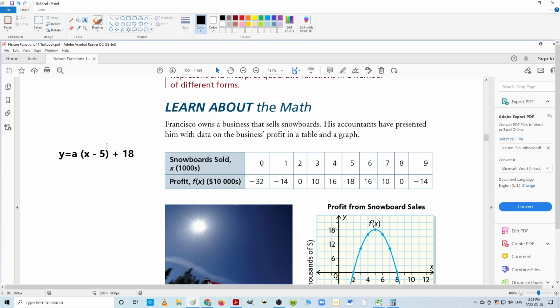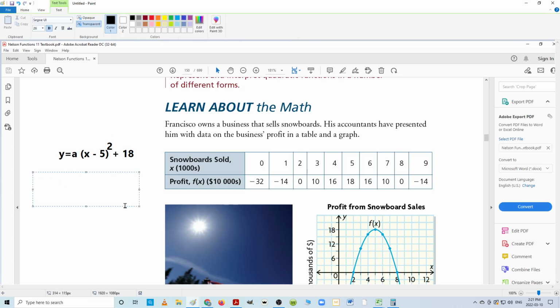The only thing I don't know is that a value. However, I can put in any other point. I can clearly see 2, 0 as one of the x-intercepts. So for y, I can replace it like this. For x, I can replace it like that. Squared, don't forget it's squared.